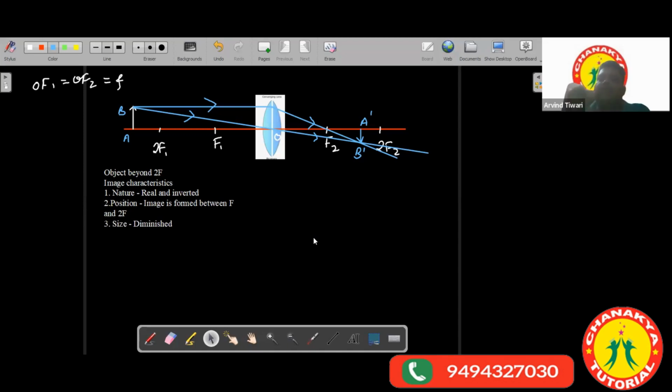Take a ray of light parallel to the principal axis. That ray of light passes through the focus. Take a ray of light passing.